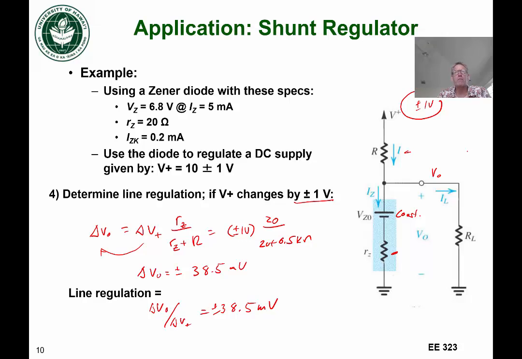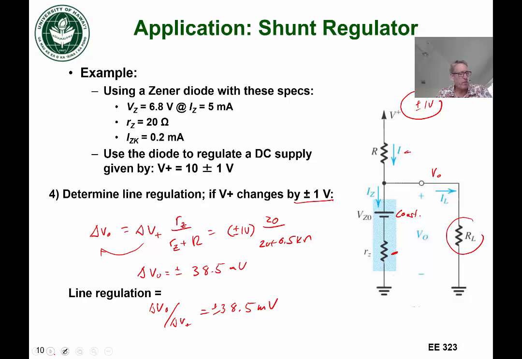So it's way smaller, right? Much smaller. And that's the action of this shunt regulator. That's what the regulator is doing. By the way, it's called a shunt regulator because the load here, this RL, is in parallel, or it's shunting the diode, the Zener diode. Or you could say the Zener diode, the regulator, is shunting the load. Okay, so that gives us the line regulation.